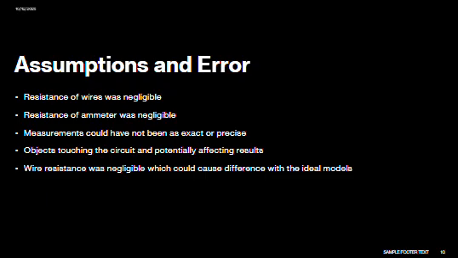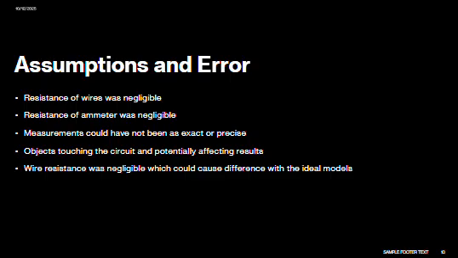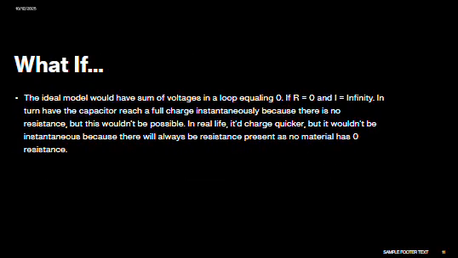For the assumptions and errors, these are my assumptions and errors. Resistance of wires was negligible. Resistance of ammeter was negligible. Measurements could not have been as exact or precise, which is human error. Objects testing the circuit potentially affected results. Wire resistance being negligible could cause differences with the ideal model. And the ideal model would have had the sum of voltages in a loop equaling zero.